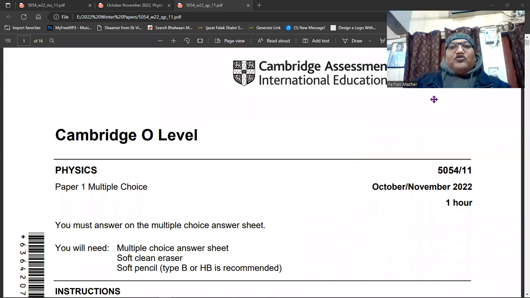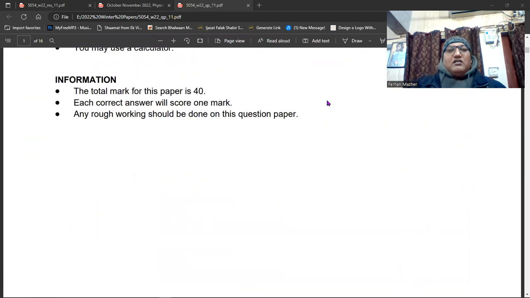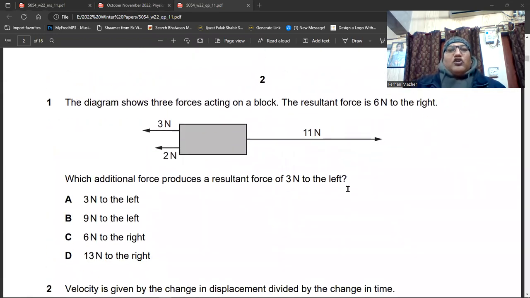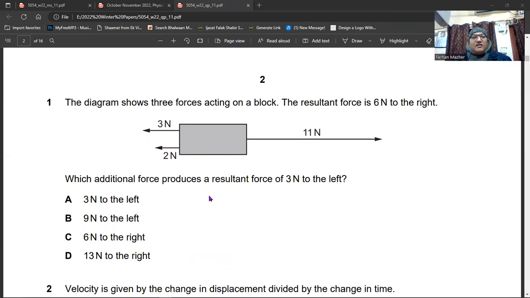So today's paper is right in front of you, the October-November 2022 1-1 paper. Let's start. So the diagram shows three forces acting on a block. The resultant force is 6 Newton to the right. So the question is, which additional force produces a resultant force of 3 Newton to the left?